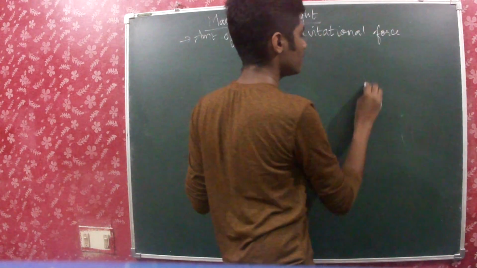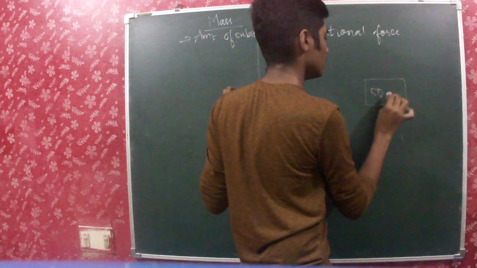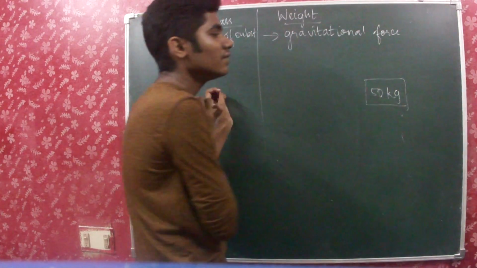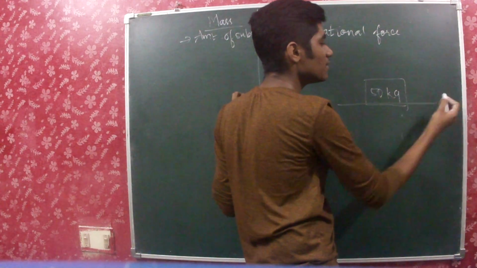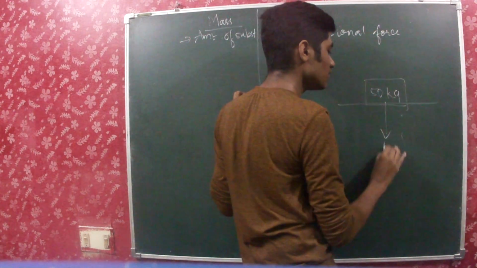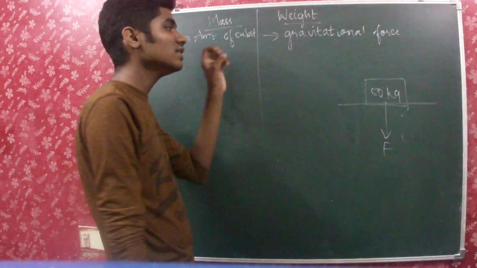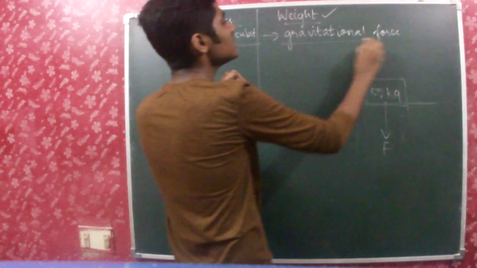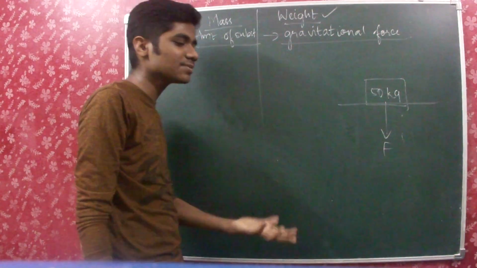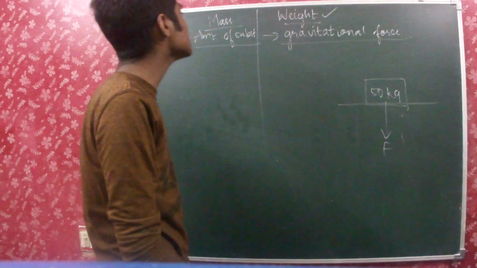For example, if you have a box, its mass is 50 kg, the amount of substance which is contained in the body. And the gravitational force, for example, if it's kept on level ground, then the gravitational force which acts on the body is the weight. Okay, so this is the mass of the substance and this is the gravitational force which is acting on the substance, which is responsible for its proper placement.